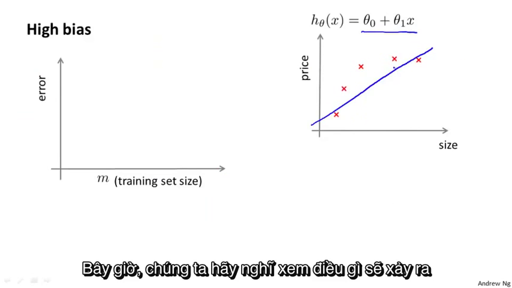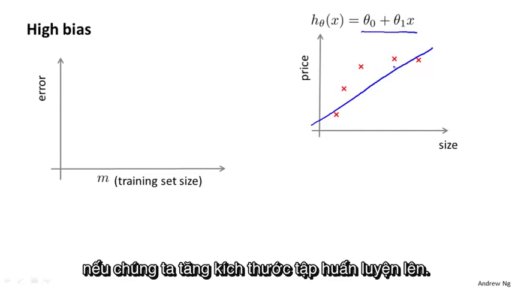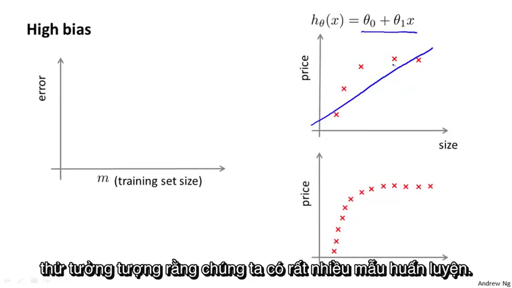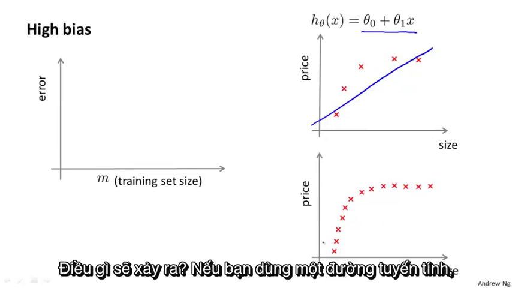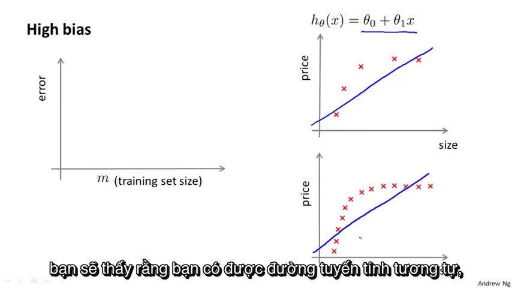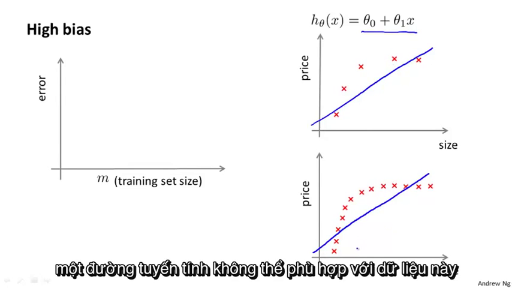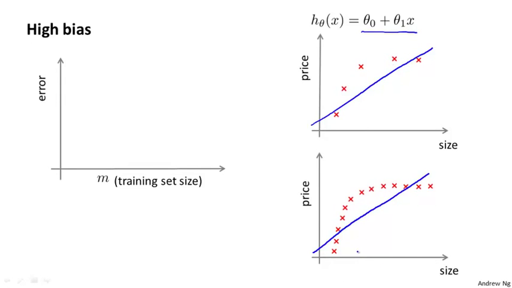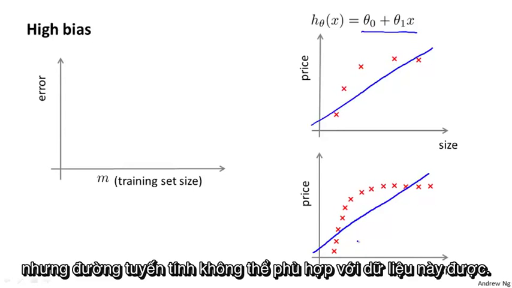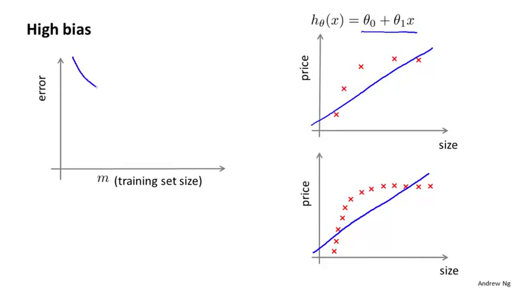Now, let's think about what would happen if we were to increase the training set size. So if instead of 5 examples like we've drawn there, imagine that we have a lot more training examples. What happens? If you fit a straight line to this, you end up with pretty much the same straight line. A straight line just can't fit this data, and getting a ton more data isn't going to change that much. This is the best possible straight line fit to this data, but the straight line just can't fit this data set that well. So if you plot the cross-validation error, this is what it'll look like.